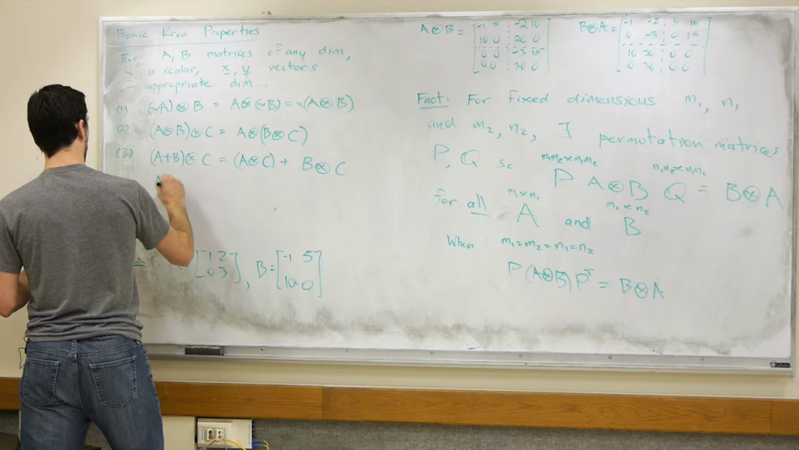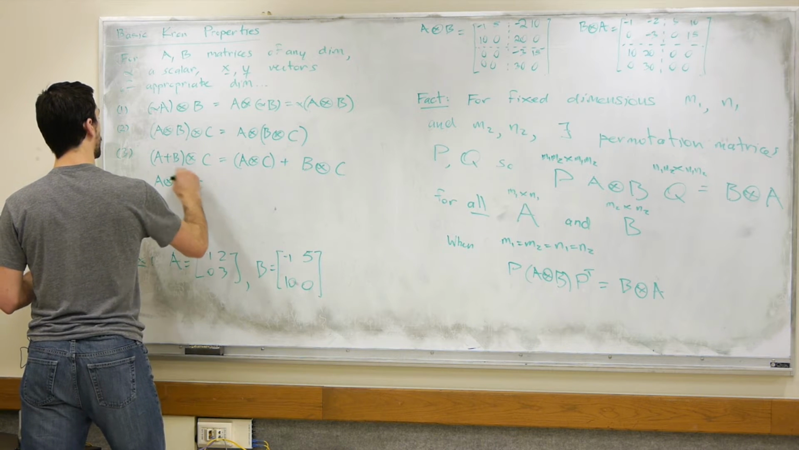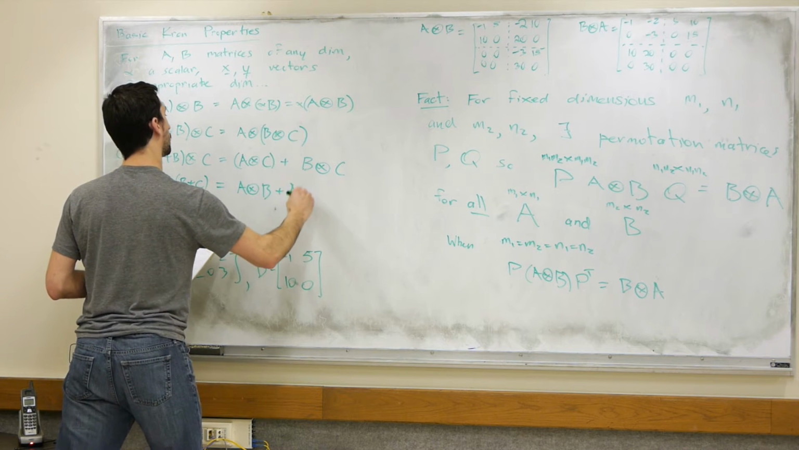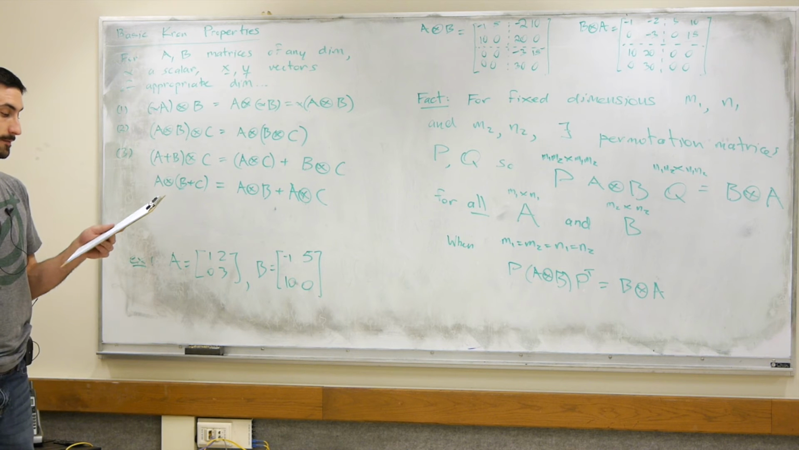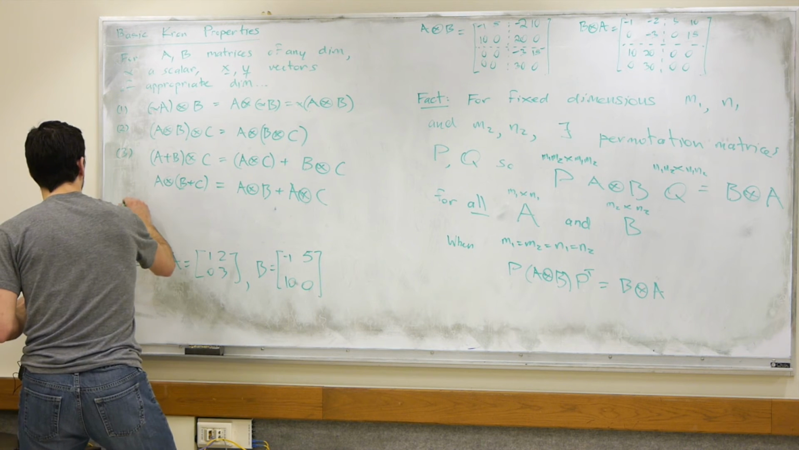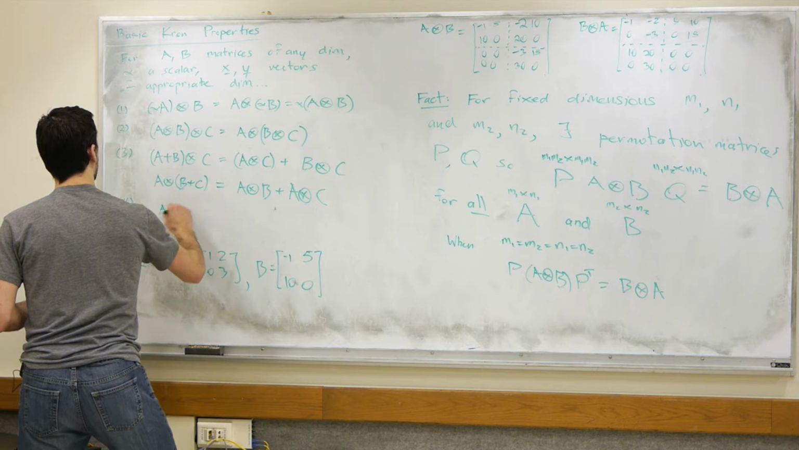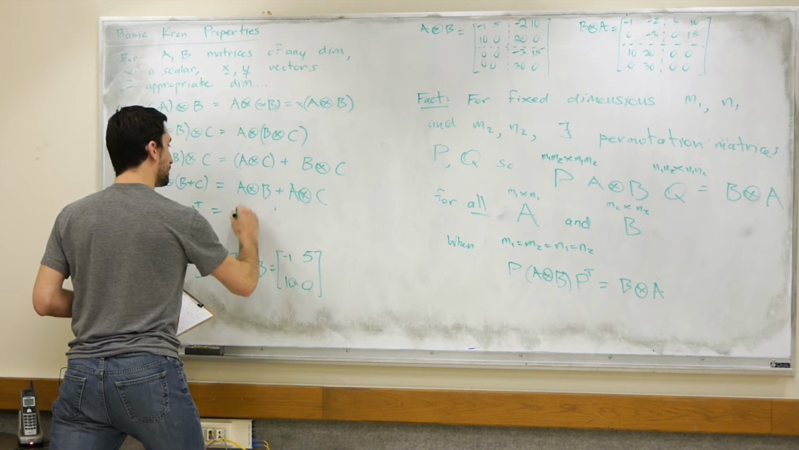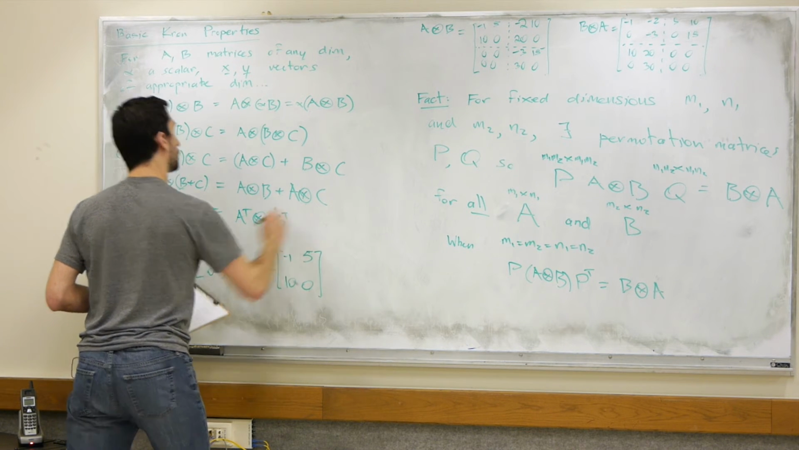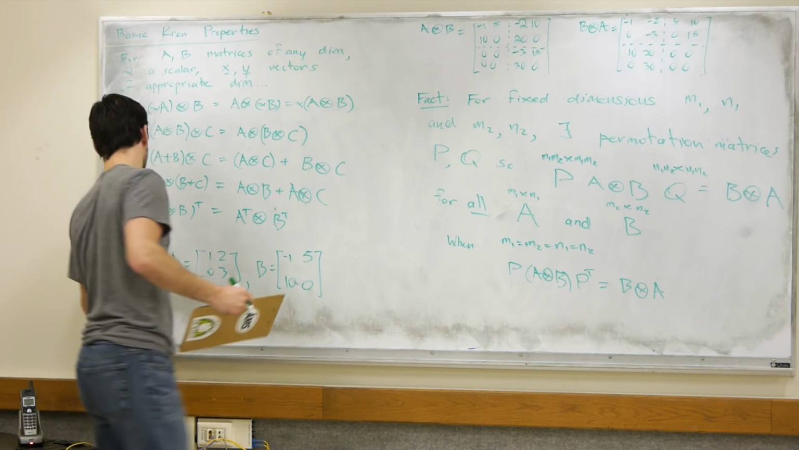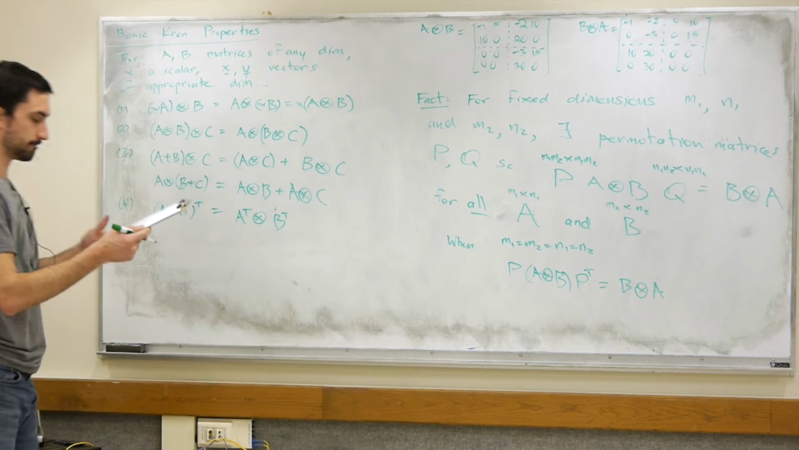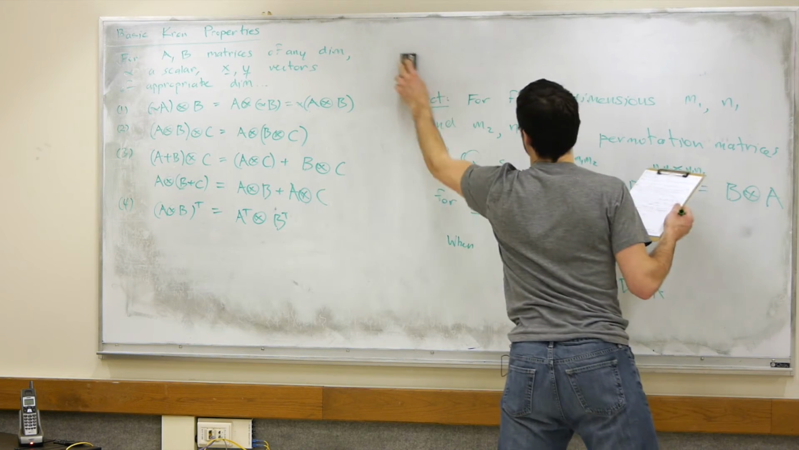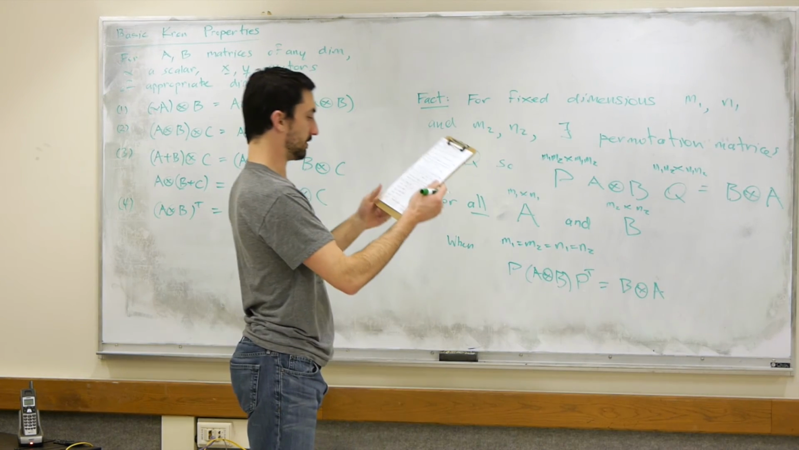And you can also distribute on the other side, from the left and from the right. You can distribute, in a sense, distribute the transpose across the product. And this next property is important enough that I'll give it a name.